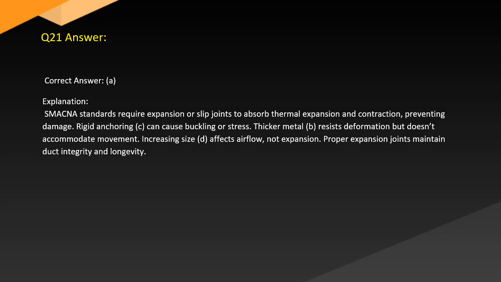Answer. Correct answer: A. Explanation: SMACNA standards require expansion or slip joints to absorb thermal expansion and contraction, preventing damage. Rigid anchoring, C, can cause buckling or stress. Thicker metal, B, resists deformation but doesn't accommodate movement. Increasing size, D, affects airflow, not expansion. Proper expansion joints maintain duct integrity and longevity.